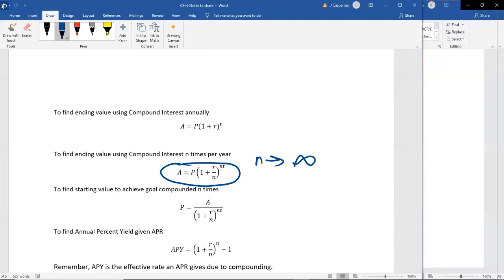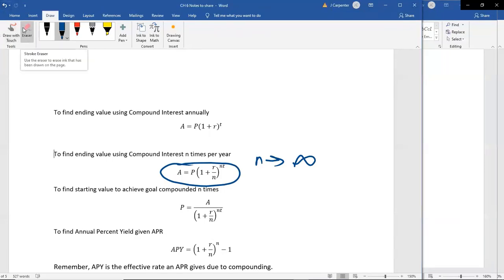In that little snap of a finger, when I compound continuously, I have just compounded interest billions and trillions and quintillions of times. Boom, there's quintillions of interest compounding.